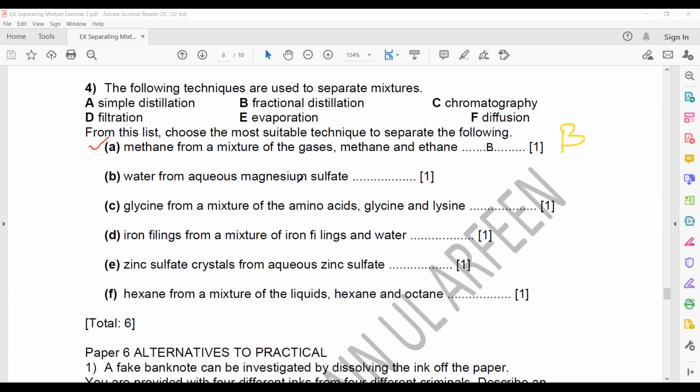Water from aqueous magnesium sulfate, means we need water from salt solution. You just have to use a letter. You don't have to type all. Which technique? Simple distillation, because we need water from the salt solution, so not B, it is actually A. Glycine from a mixture of amino acids. Amino acids are there. So which technique is suitable? C, that's right, good.